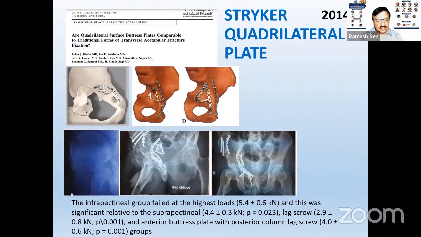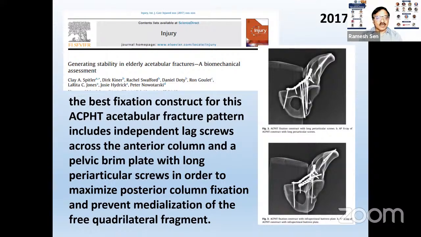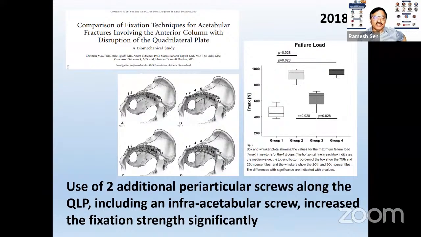In this set, they said that probably the infrapectineal plate is not very good. But another paper said that if we have got a superior plate, that gives much better stability. And then there was a biomechanical evaluation of these two constructs, the superior plate construct and the medial plate construct. What was eventually found is that if you look at the failure load, the best fixation was with the superior plate, with the long screw going across this area, which is relatively critical.